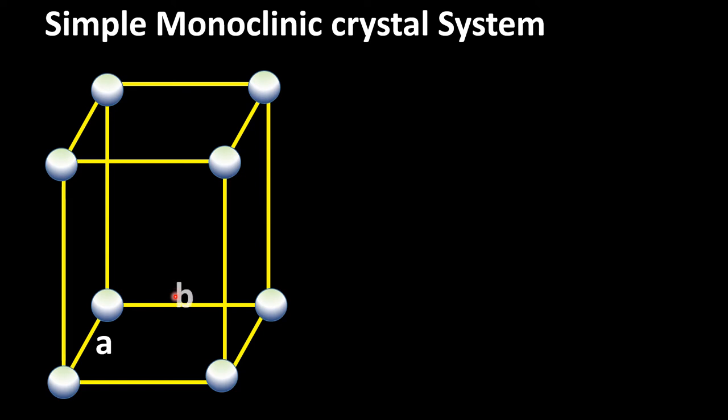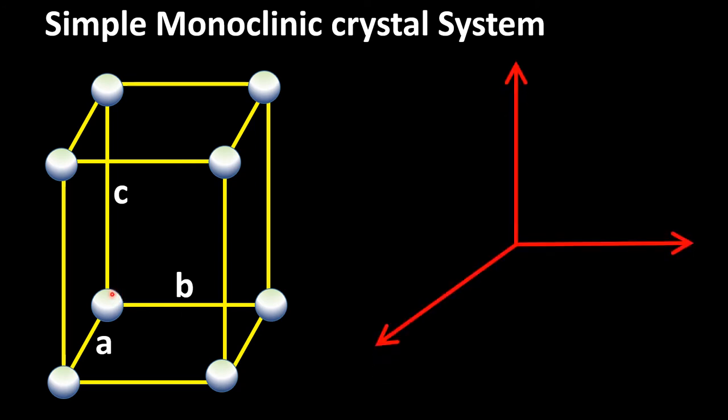This one is length A, this is length B, and this one is length C. Now again we take this point as our origin. So this is the A axis, and this one is the C axis. In this structure, this is equal to this one, and their angles are alpha, beta, and gamma. So this is our angle alpha, which is between C and B, this is angle beta, which is between C and A, and the angle gamma is between A and B.